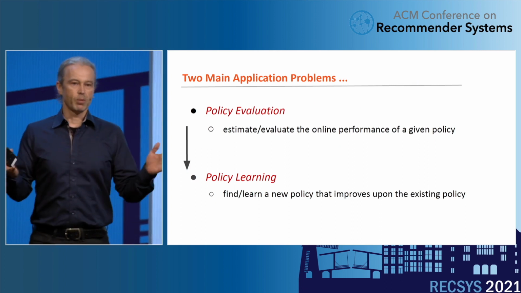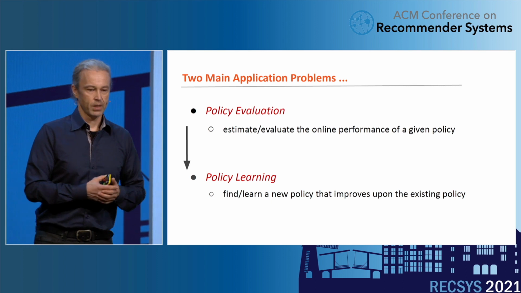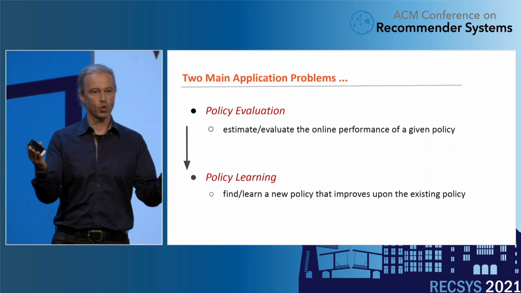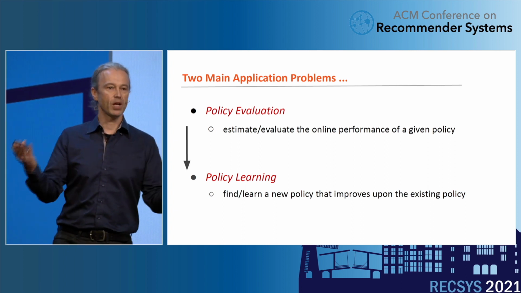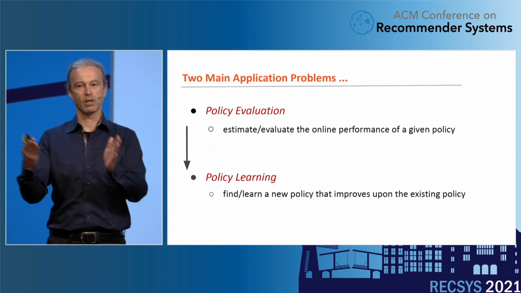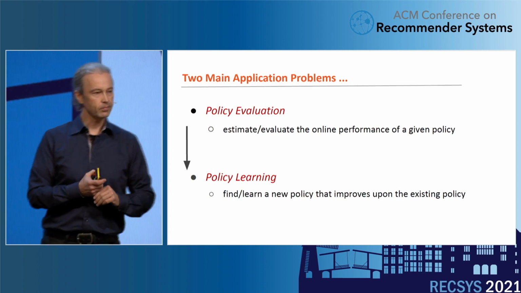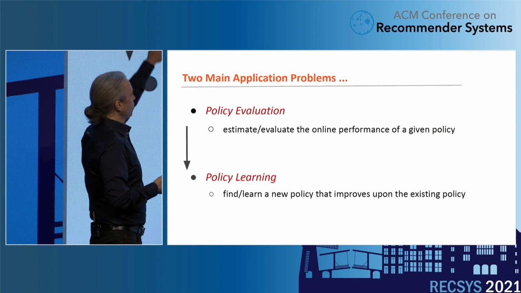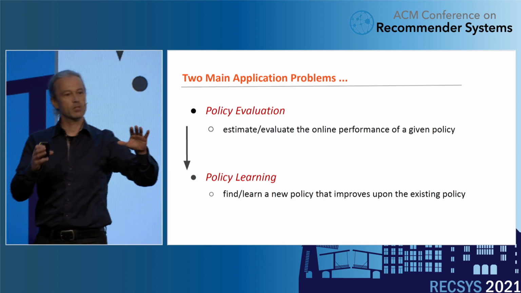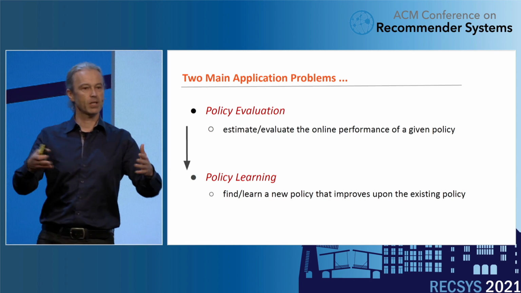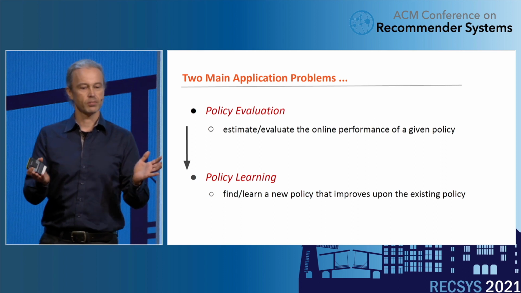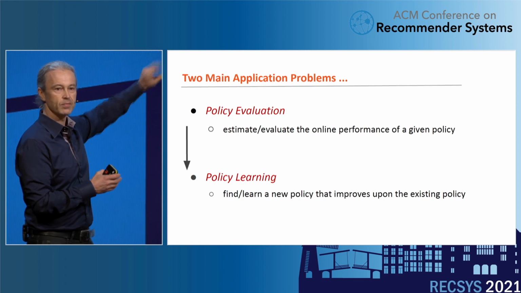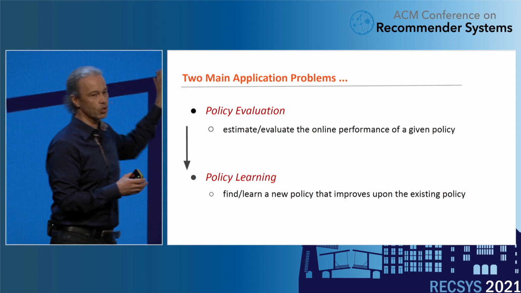So there are 2 main problems that we have in this space. The first one is we have a policy, so some system that takes action, and we want to evaluate how good it is. What's the average reward that it gives us? And that's the policy evaluation problem. And once we know how to evaluate policies, we can also do learning, right? Then we can say, okay, find me the policy that maximizes reward from this particular space of policies. And we'll talk about both. The first half of the tutorial is about policy evaluation, and then the second half, after the break, is going to be about learning.